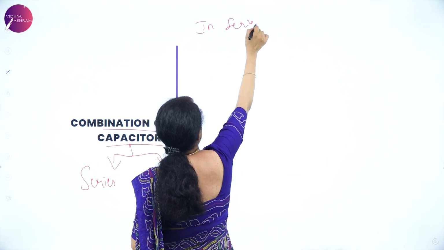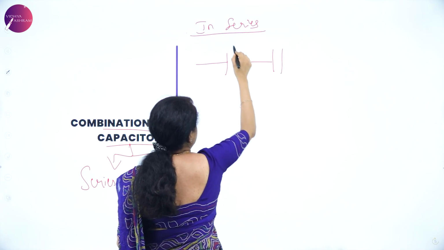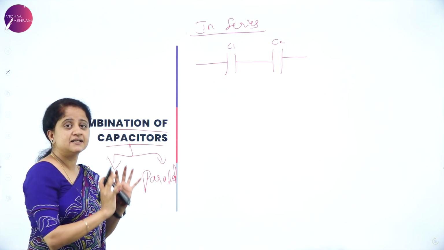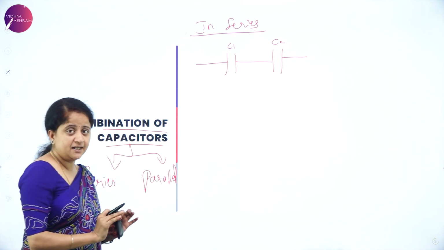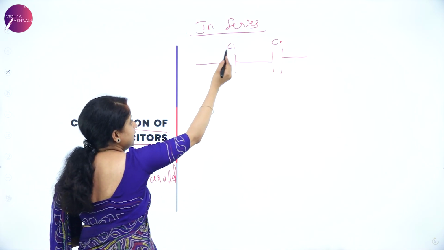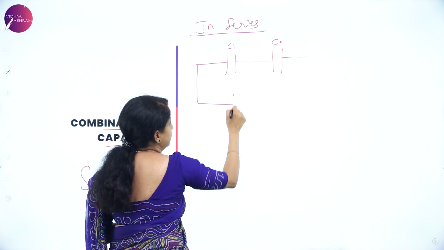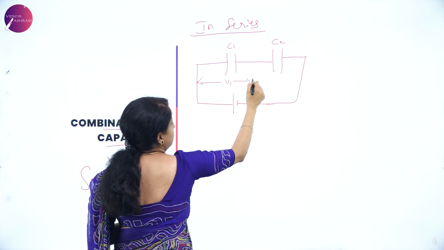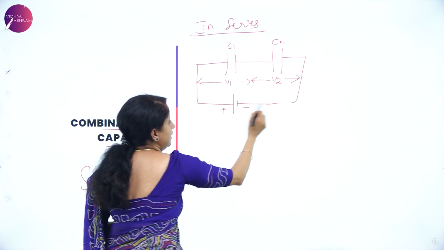So what happens if we connect two capacitors in series? This is my capacitor 1. I'll take it as C1 and C2. Two capacitors are said to be in series combination when they are connected end to end such that the charges on each capacitor are the same, which means Q1 and Q2 for both capacitors are the same, but the potential is different. The potential difference across the first capacitor is V1 and the potential across capacitor C2 is V2, and these are connected to an external source.